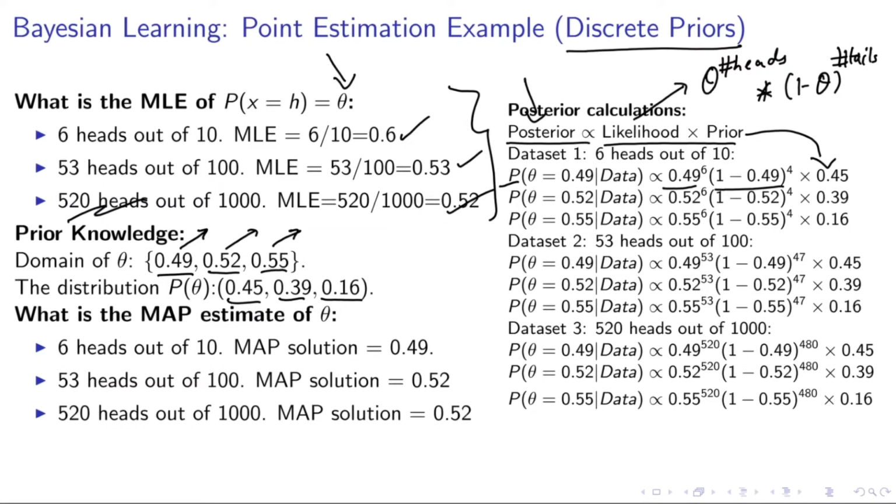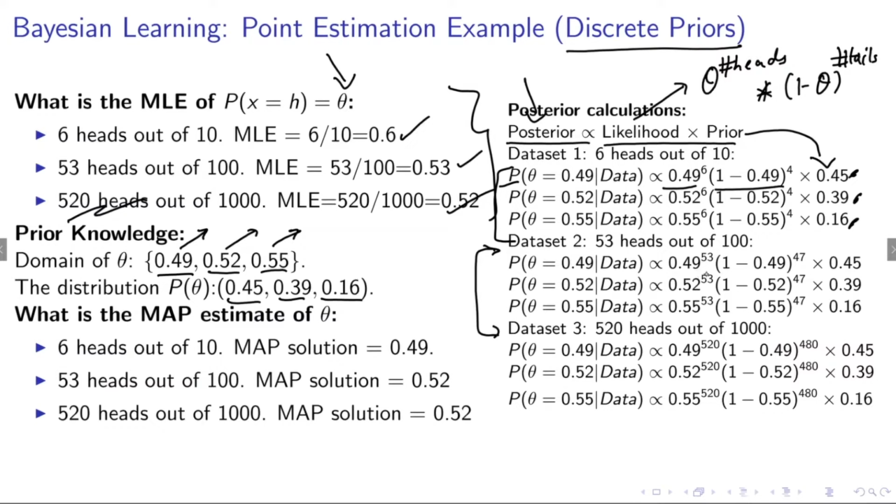And the prior in this case for theta equals 0.49 was 0.45. For 0.52, the prior was 0.39. And for 0.55, the prior was 0.16. Okay. So now you have a posterior distribution over the 3 thetas, and that will be a fully Bayesian approach. Similarly, if I have another data set where I have 53 heads out of 100, then I will get a posterior distribution over the 3 values of theta, which looks like that.